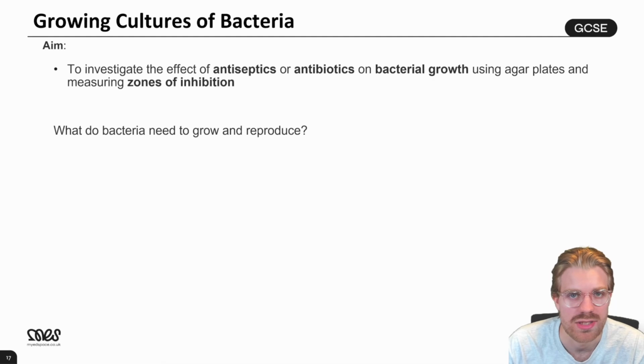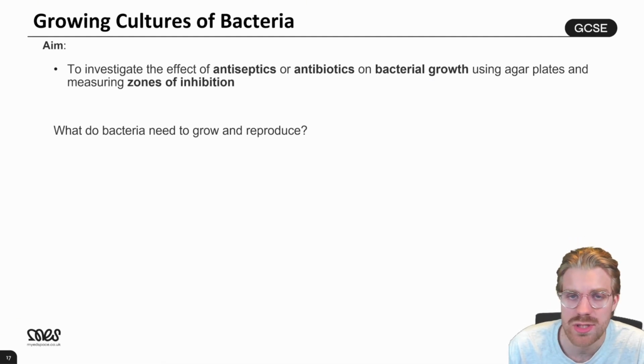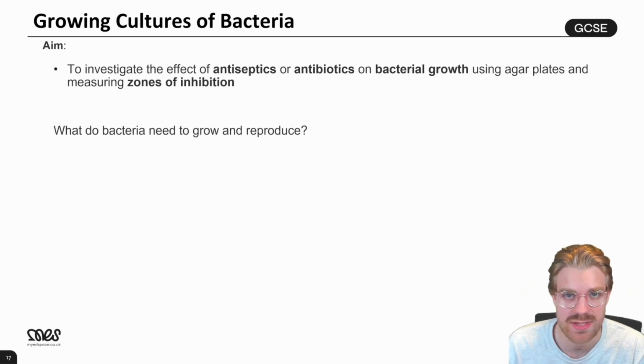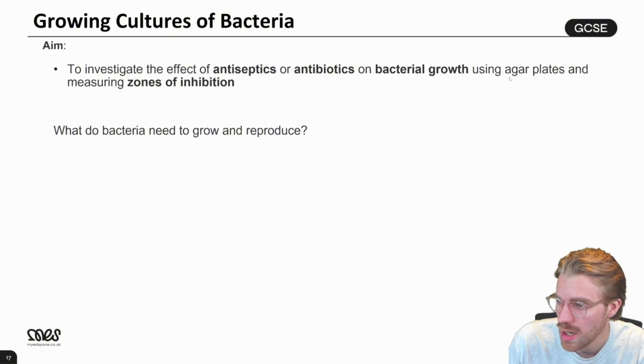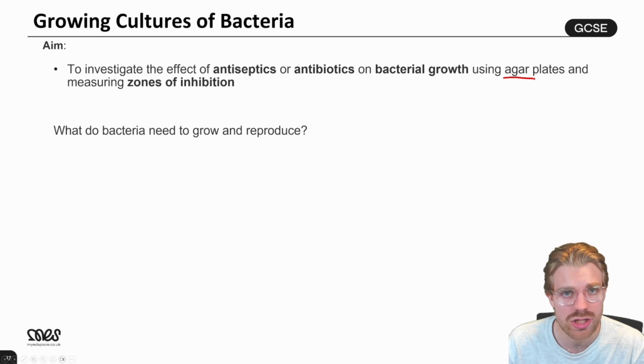So the second required practical in Module 1 is about growing cultures of bacteria. Now, this could be used to investigate the effects of antiseptics or antibiotics on bacterial growth. We need to use agar plates in order to be able to do this. Now, the agar plate is the nutrient medium that the bacteria or other microorganisms like fungi perhaps are going to grow on.